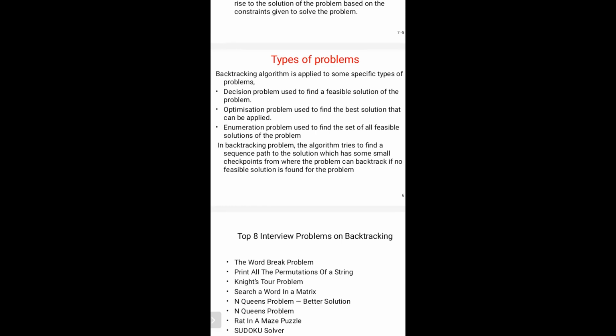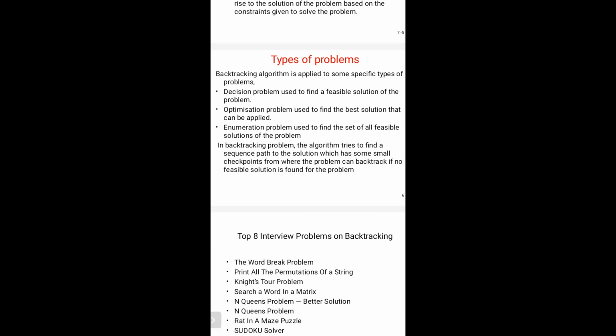So in a backtracking problem, the algorithm tries to find a sequence path to the solution. It needs to find a path which has some small checkpoints from where the problem can be backtracked if no feasible solution is found. That means in the sequence of paths, suppose a solution is not reached in a particular path, then you will not consider that particular path.